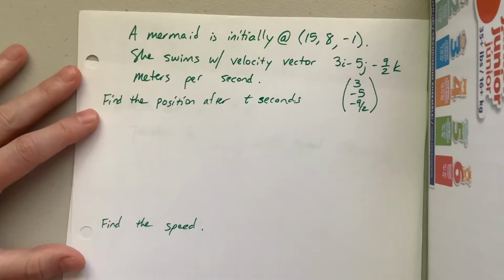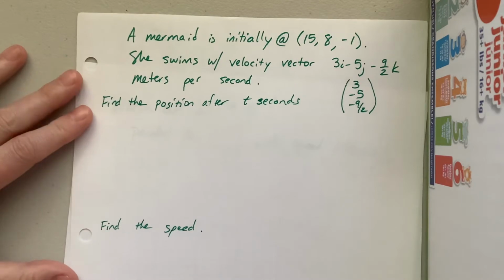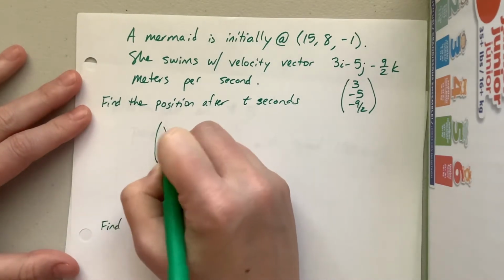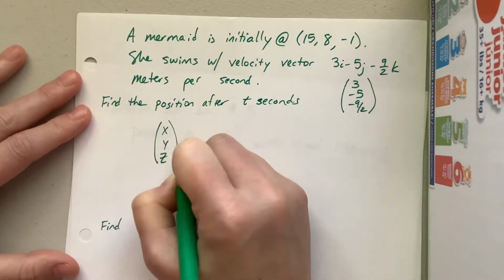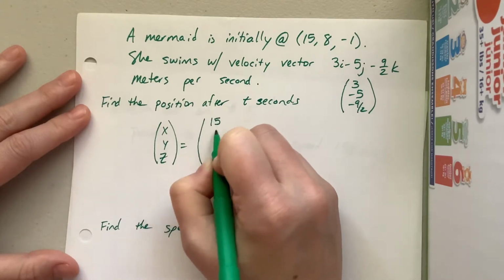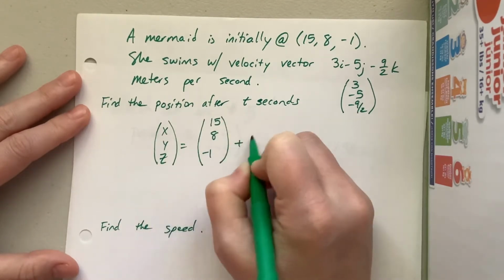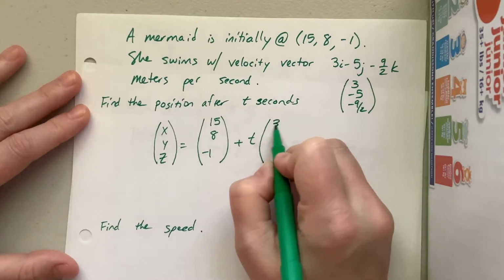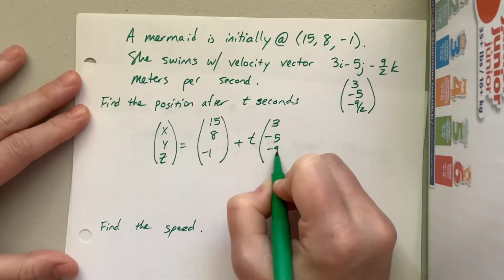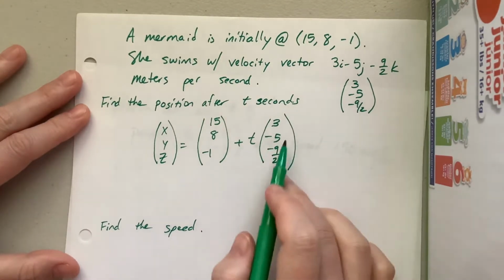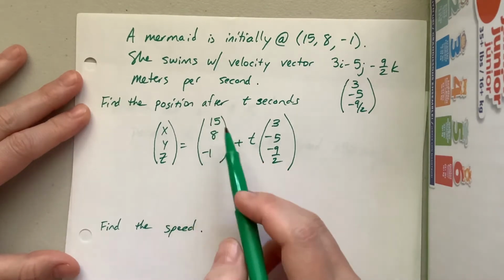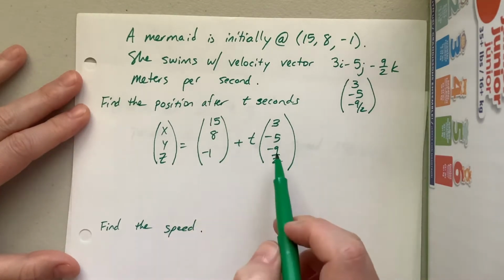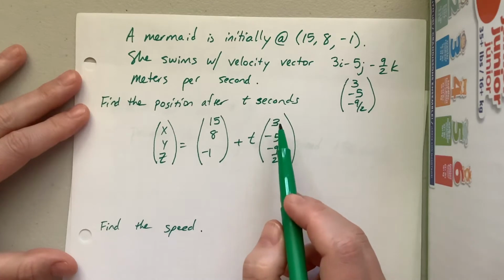So what we want to do is write the equation of a line so that we can plug in any t value to figure out where she is at that time. So her x, y, z will be equal to where she started, plus, at t seconds, her velocity. This is the position vector that got you to the line that she's traveling on, and this describes how she's moving up and down that line.